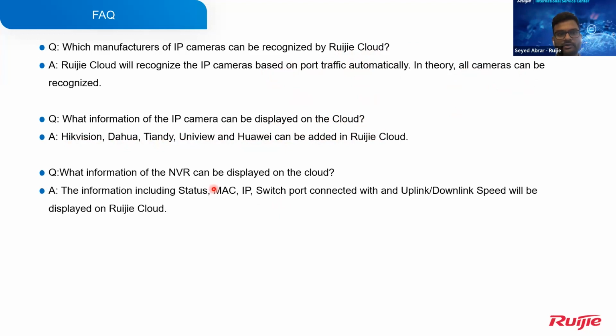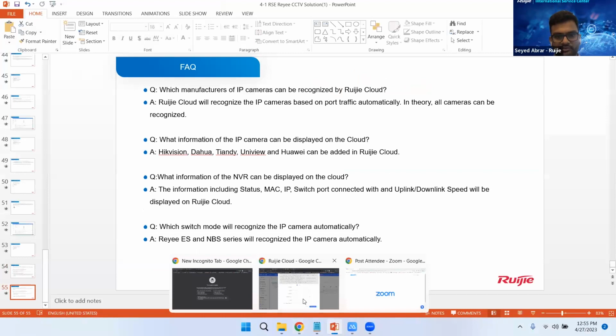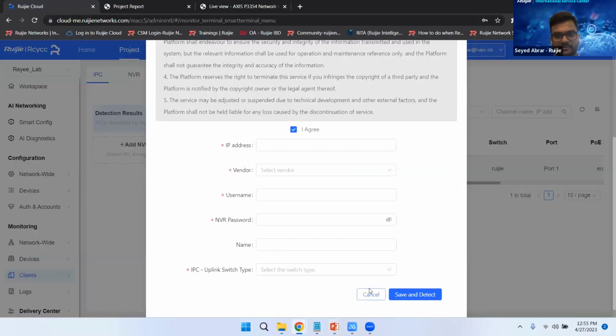So as I said, the information displayed on the NVR can be the MAC address, switch port with uplink and downlink speed on the Reyee cloud. So which switch model can we use? We use either ES series switches or NBS series switches to recognize the IP camera automatically. So this one, I can show you what camera I'm using, so you can clear out doubts whether it works on a particular camera or not.